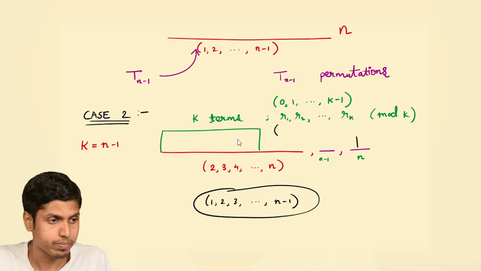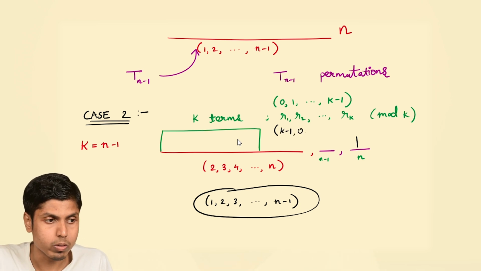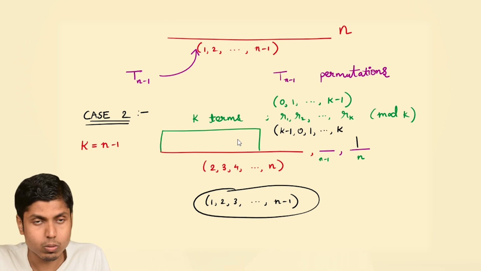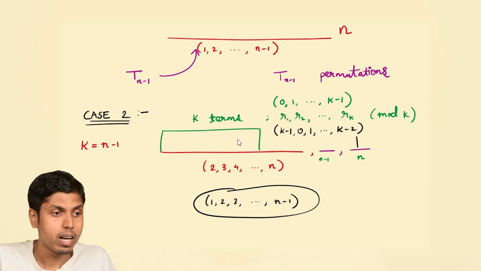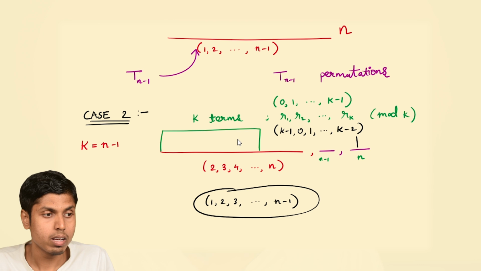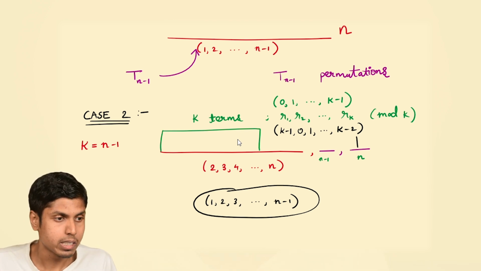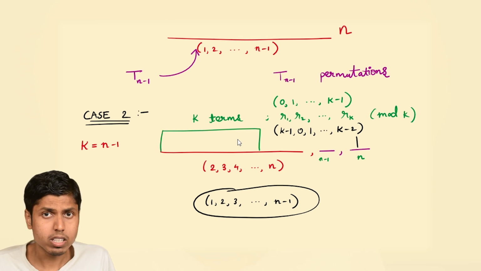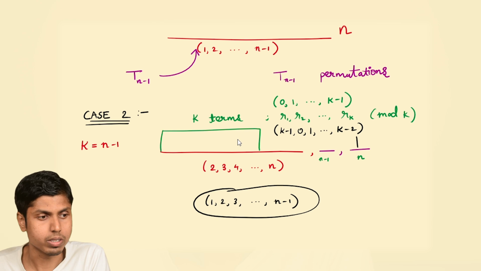impacts these remainders. 0 minus 1 is minus 1, which is equivalent to the remainder k minus 1. 1 minus 1 is 0. 2 minus 1 is 1. And so on till k minus 1 minus 1 will be k minus 2. So you could see the remainders are 0 to k minus 1 in a different order now. There is a cyclic shift, I would say, by one number. But other than that, our condition is still satisfied. So a valid permutation still remains a valid permutation.